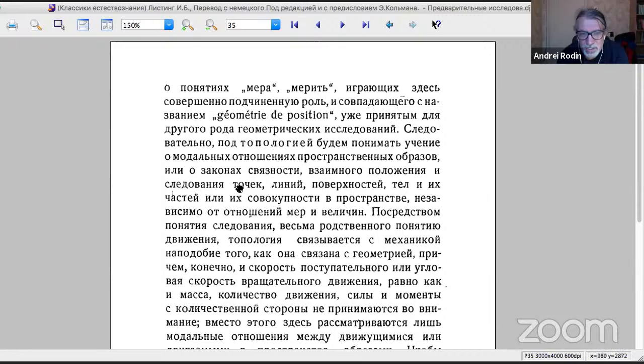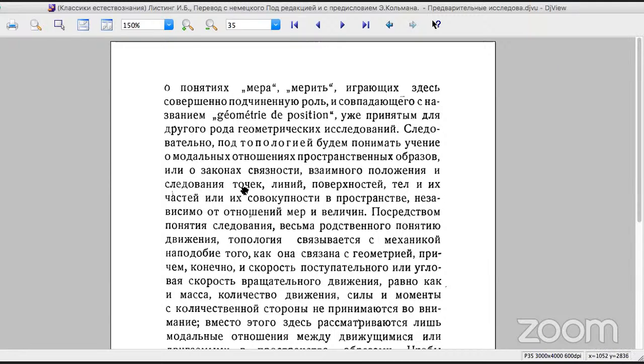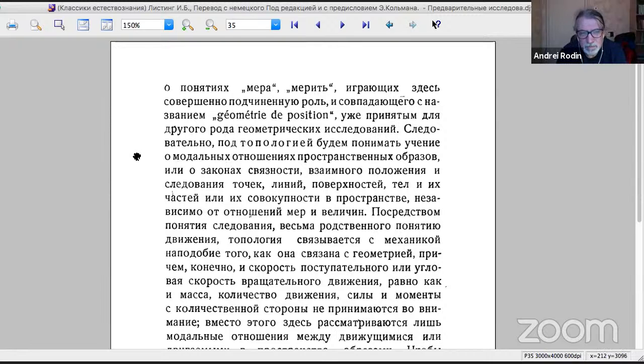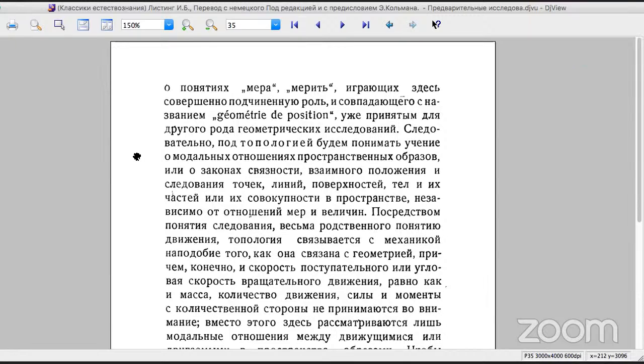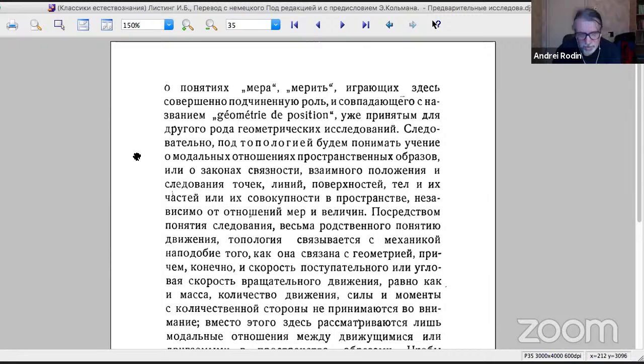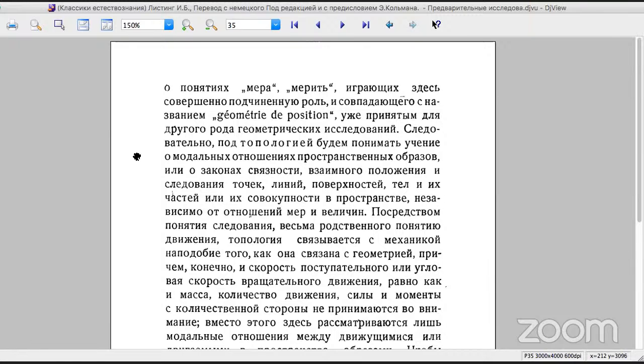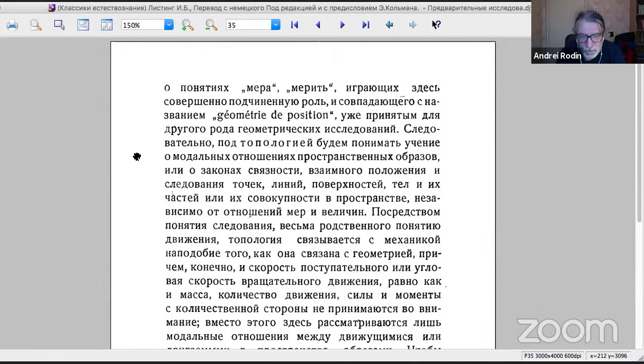Взаимного положения. Может быть, модальное в смысле какое-то дискретное вы имеете в виду? В том плане, что нас не интересует расстояние, нас интересует слева или справа? Да, не знаю. Часто в этом контексте разные люди употребляли слово «качественное». То есть количественное — это про величины, а здесь качественное. Да, он пишет «модальный». Посредством понятия следования.